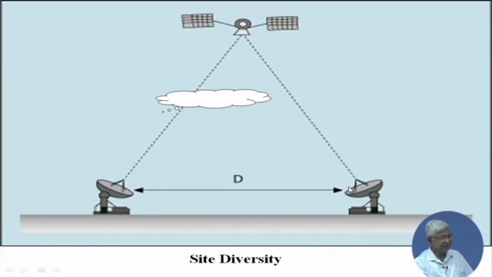The distance between these two should be carefully selected, because it's not mobile, it's a fixed station. So it is selected based on the historical data of how much this impairment spreads over this region. It may be a few kilometers, it cannot be meters, it will be a few kilometers or sometimes a few tens of kilometers. For highly reliable links, people use this type of system.